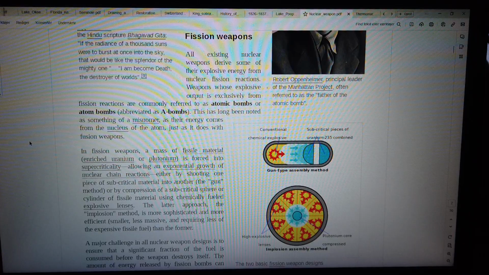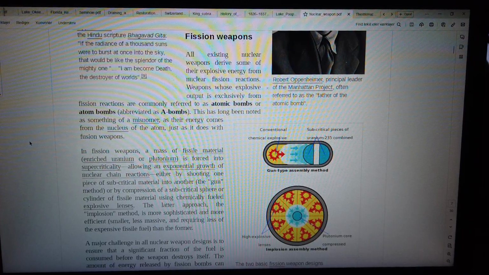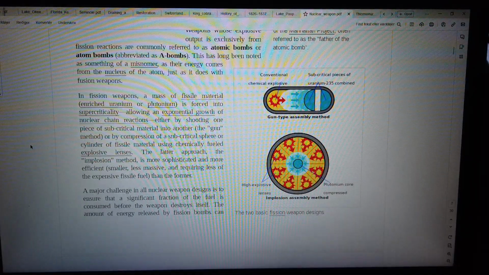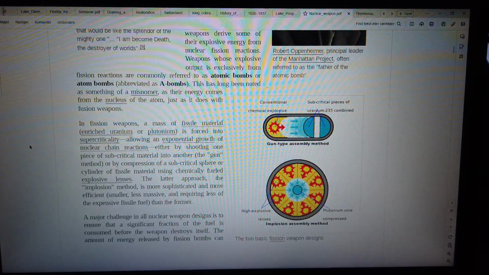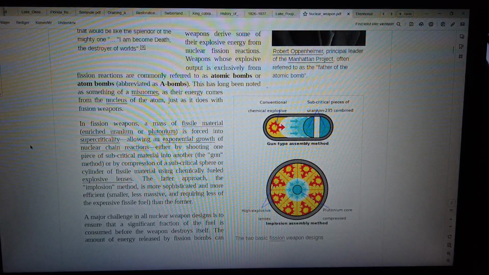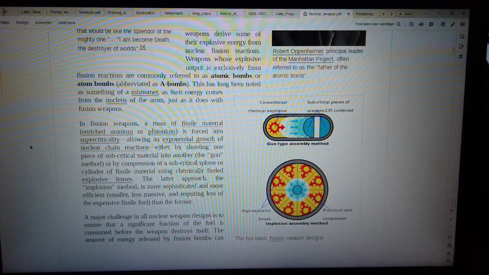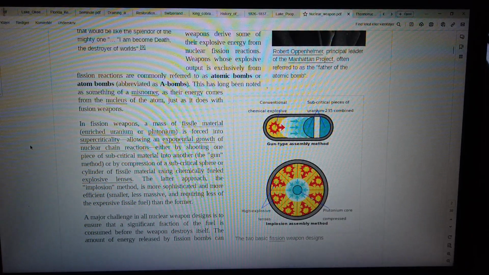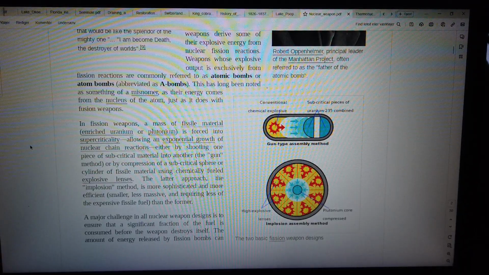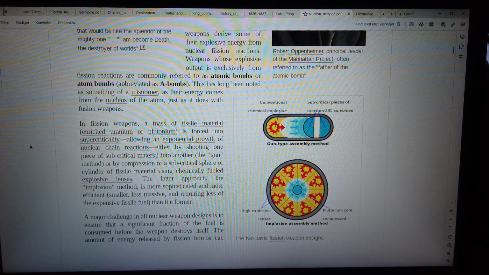In fission weapons, a massive fissile material, enriched uranium or plutonium, is forced into supercriticality, allowing an exponential growth of nuclear chain reactions either by shooting one piece of subcritical material into another (the gun method), or by compression of a subcritical sphere or cylinder of fissile material using chemically fueled explosive lenses.